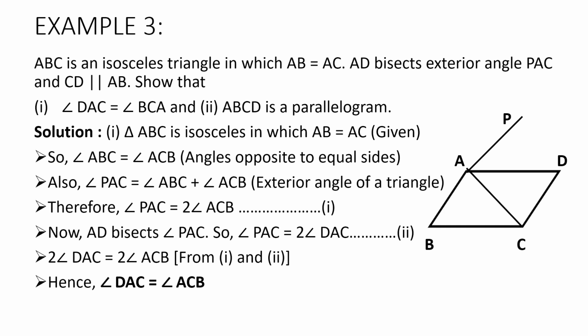Now AD bisects angle PAC. This is given to us. So it means that angle PAC is 2 times angle DAC. Let this be statement 2. From 1 and 2 we can say that 2 times angle DAC is equal to 2 times angle ACB, or in other words angle DAC is equal to angle ACB.